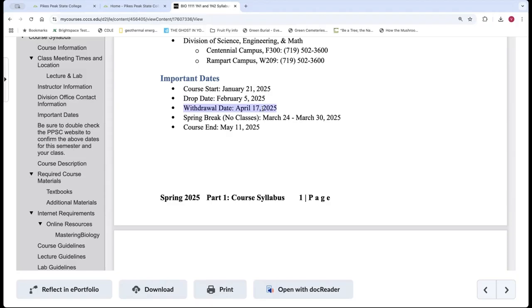And then, hey, if you're not passing or doing as well as you need to do, why don't you wait till the withdrawal date to withdraw? That way you can get all of the information, continue your learning process. April 17th is the withdrawal date. That is the last date to withdraw from the course and get a W on your transcripts.